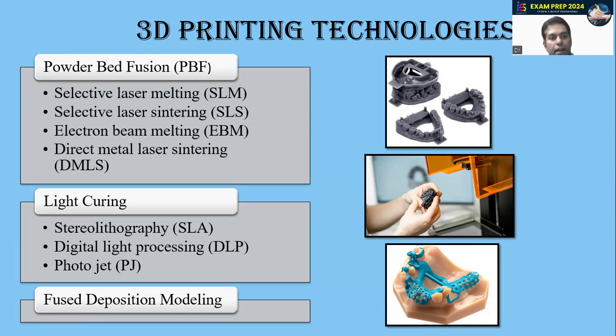Then under light curing, there are different types such as stereolithography, SLA, digital light processing, DLP, and PolyJet, that is PJ. And the next type is fusion, fused deposition modeling.